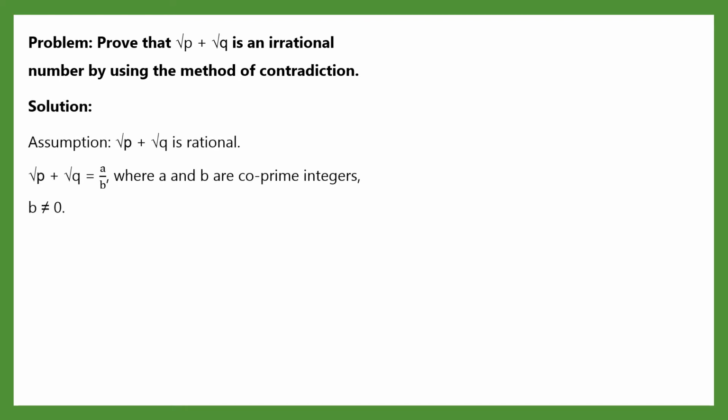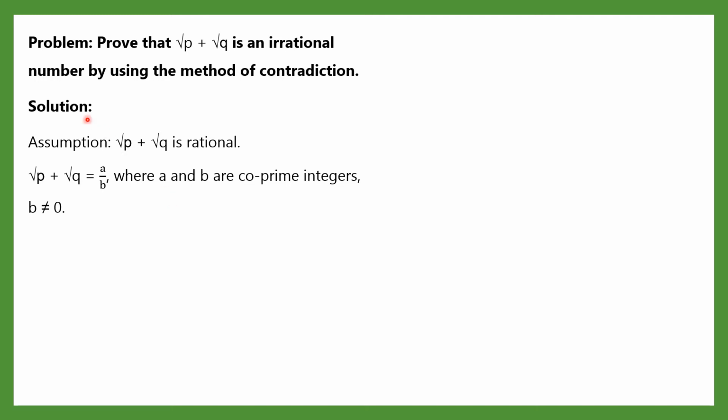Solution. Take the assumption root p plus root q is rational. So you have to prove it as irrational, and you take the opposite statement: root p plus root q is rational. Now root p plus root q is rational means it can be written in the fractional form. Here we are taking the fractional form as a by b. Therefore root p plus root q is equal to a by b, where a and b are co-prime integers and b not equal to 0.